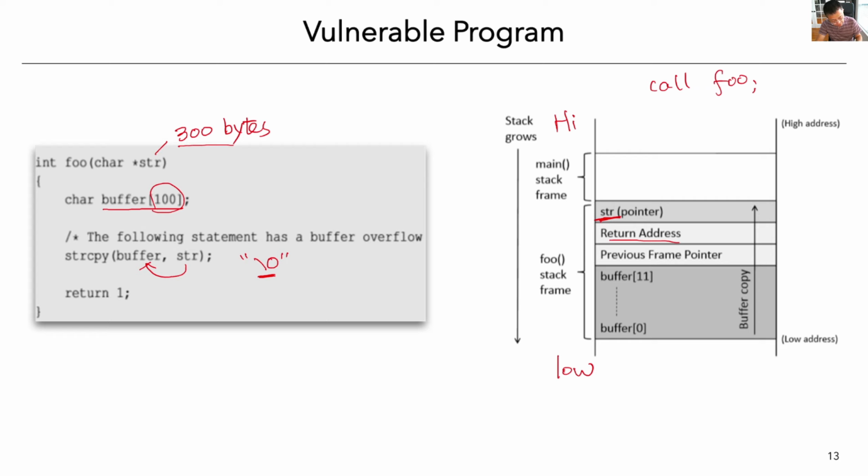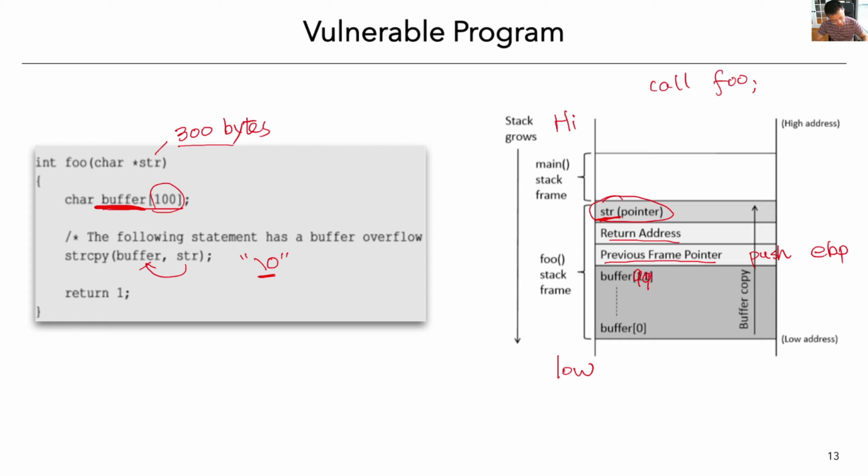In the FOO function, normally it will save the previous frame pointer, or the EBP, right? This is done by pushing EBP to the stack. Then we have our buffer. It's going to call the string copy using str as the source buffer, and dst, the buffer, as the destination buffer. Here this should be 99.